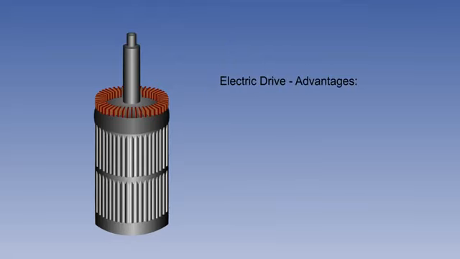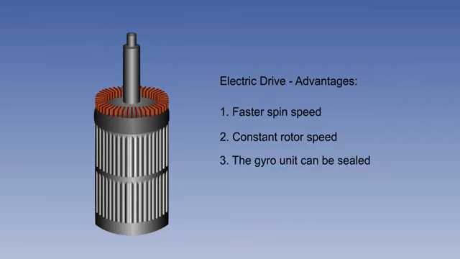The advantages to note of electrically driven gyros are: a faster spin speed can be achieved, which will give greater gyro rigidity and reduced errors. A constant rotor speed can be maintained, giving greater accuracy. The gyro can be sealed in an airtight case, which will prevent dust and moisture causing excessive wear on the moving parts. Operating RPM can be more rapidly achieved, giving greater efficiency. This ends the lesson on types of gyroscopes. A short summary follows.